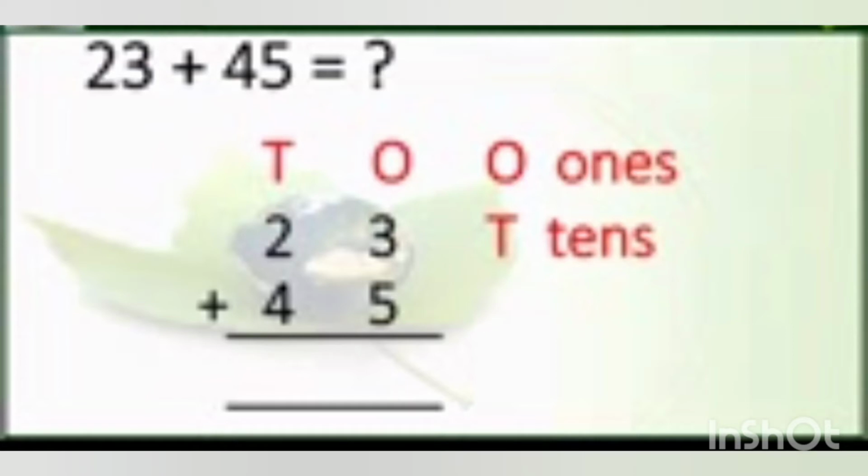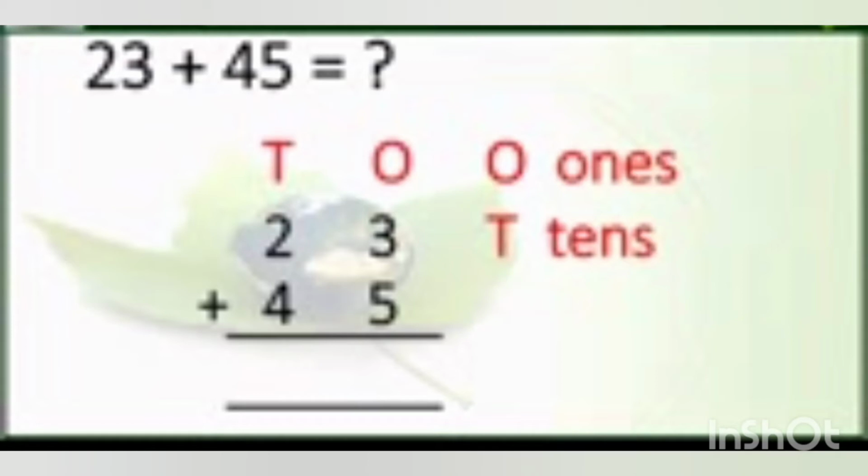Then, when we are adding the numbers, what will we do? First, we will add the numbers which are in the ones column. And then, we will add the numbers in the tens column. Once you complete the ones column, you can move to the tens column.